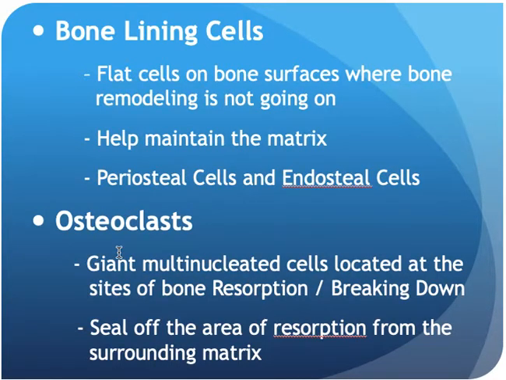And then lastly, we get to our osteoclasts. These are giant multinucleated cells located at the site of bone resorption, or where we're breaking down bone. And again, they can seal off the area of resorption from the surrounding matrix. So if I need to break the bone down and take some calcium out of there, these are the cells that are going to do that for me.